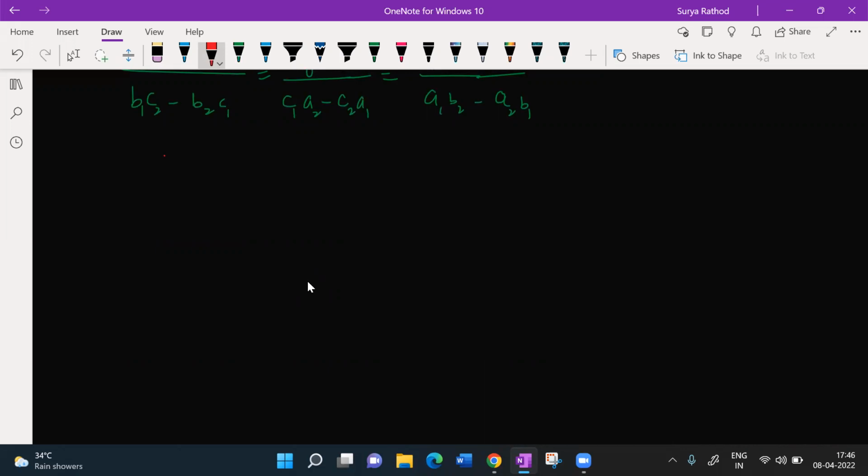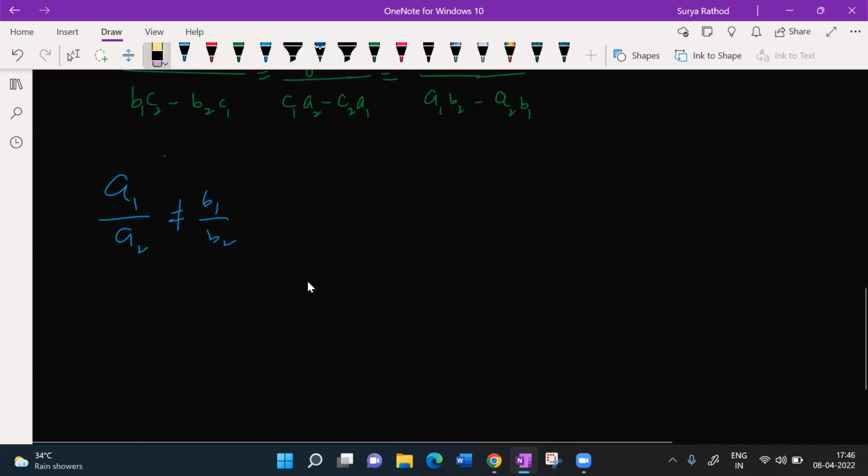Basically, there is a concept you'll be learning in class 11th as well again. By using this concept, we can find out the number of solutions. First of all, we need to compare the ratio. If a1 by a2 is not equal to b1 by b2, there are several conditions.